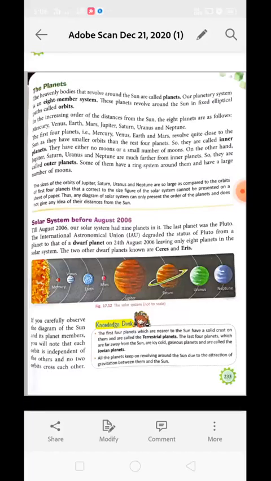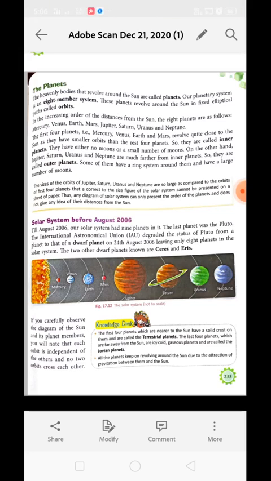They are not the exact picture. Understood? The next topic is the solar system before August 2006. Actually, what happened during this August 2006? Basically, before August 2006, our planetary system had 9 planets in it. The last planet was Pluto.